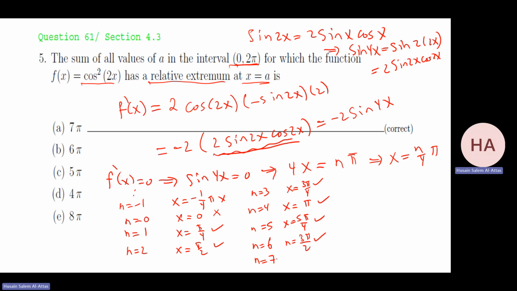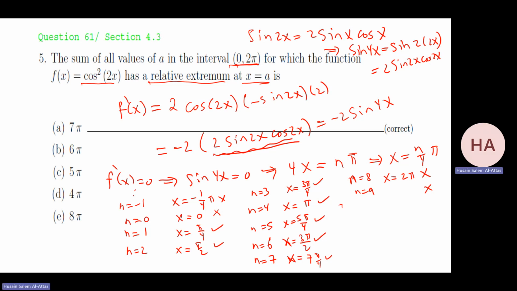n equal 7, x I mean, 7 pi over 4. It's in the domain. n equal 8, x equal 2 pi. This is not in the domain. This is out. n equal 9, and so on, all of this will be out after that. So I have these 7 values. I want to add them.